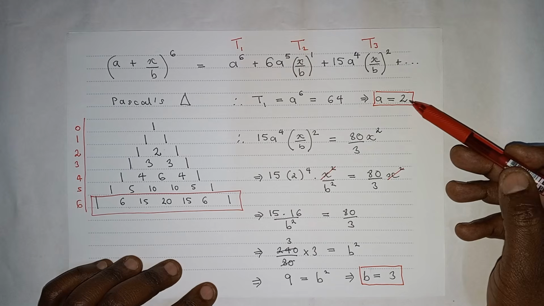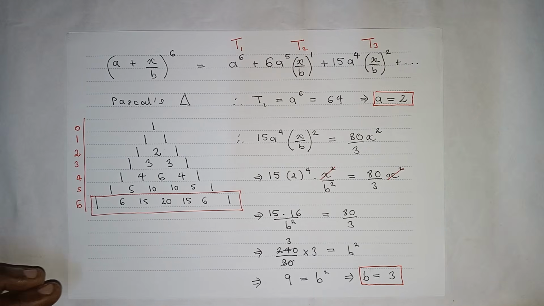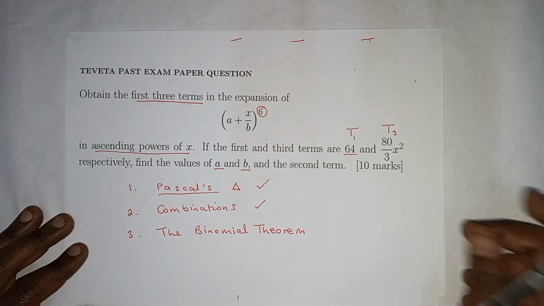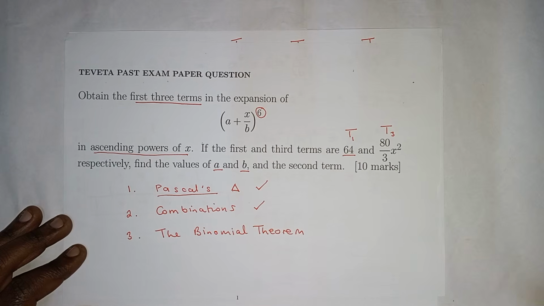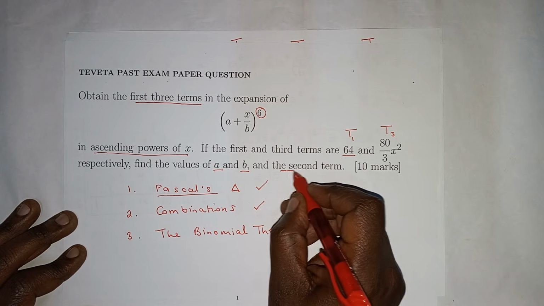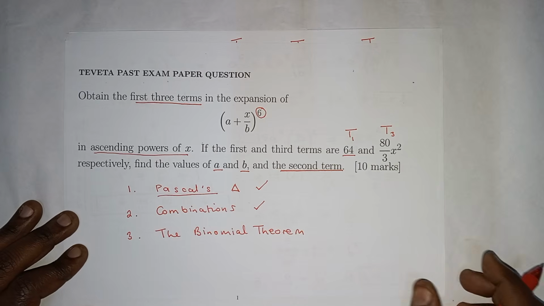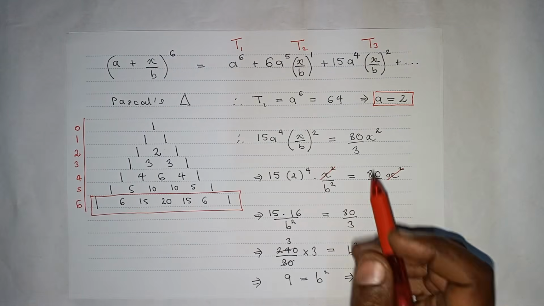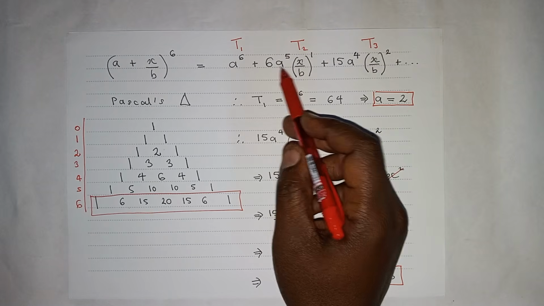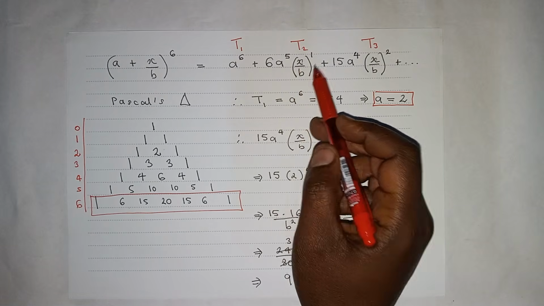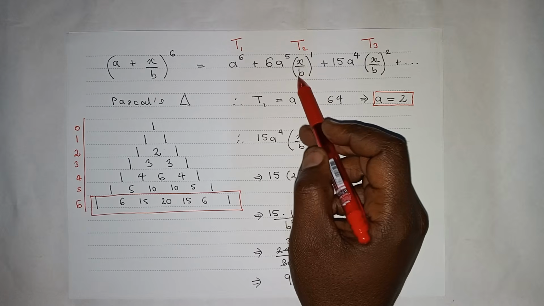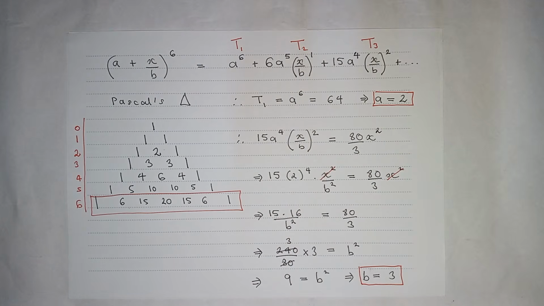So we've got a is equal to 2, b is equal to 3. The next thing that the question requires is for us to find the value of the second term. Now, the second term is 6a to the power 5 multiplied by x over b raised to the power 1. That's our second term.